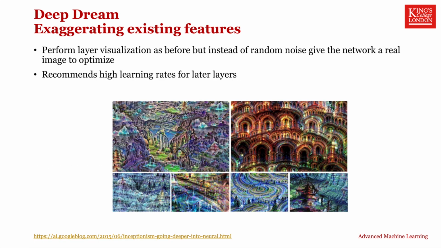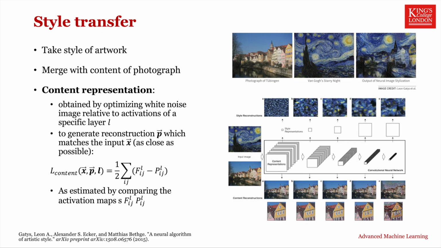However, if you can't get rid of these high spatial frequency patterns, why not just use them to create psychedelic images? For example, the deep dream visualizations that some of you may have seen previously work by simply applying this layer visualization, but instead of giving the network random noise, they give it a real image to optimize on top of. And then style transfer takes this one step further to use CNN features to extract image style and content, and then uses this to fuse the style of artworks with the content of photographs.